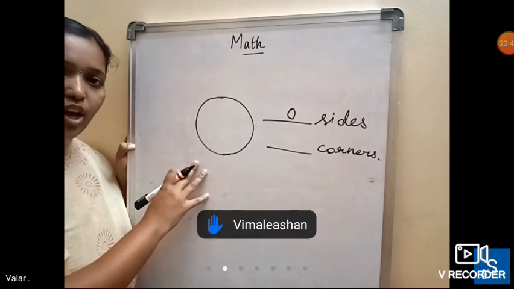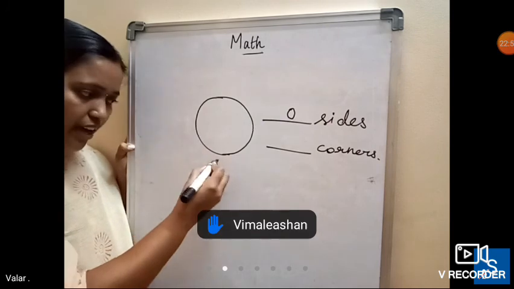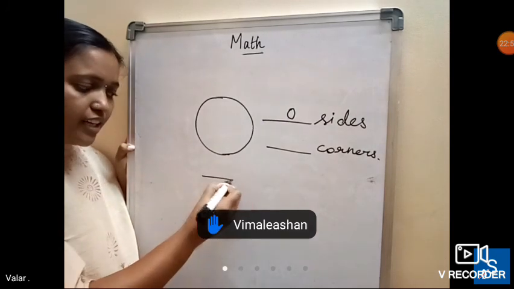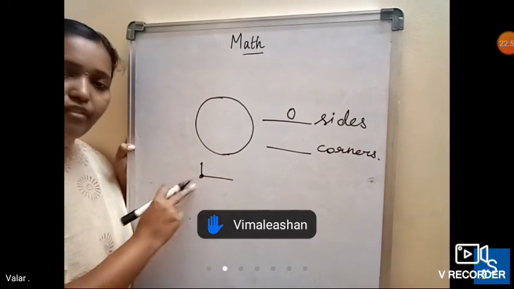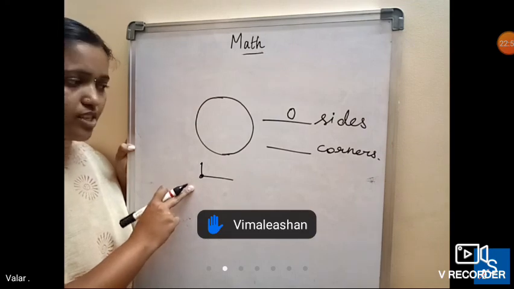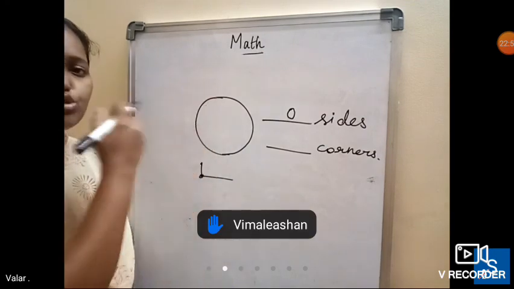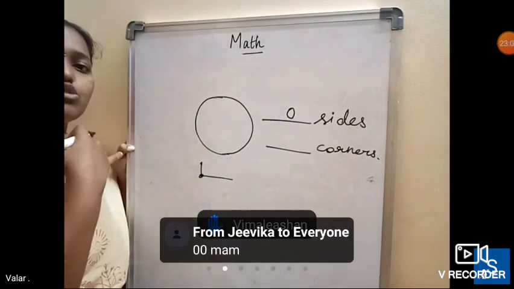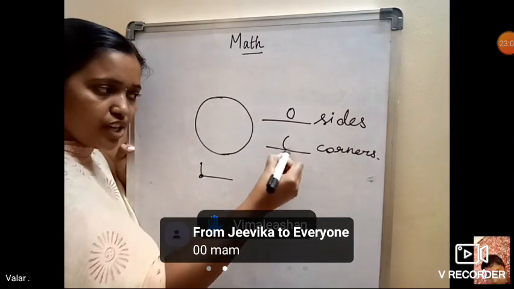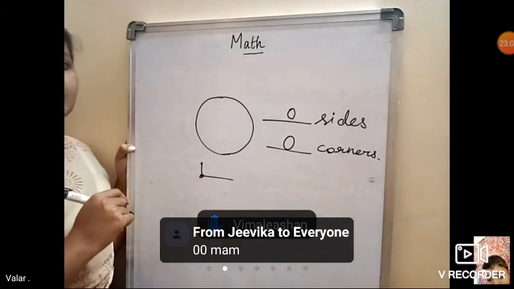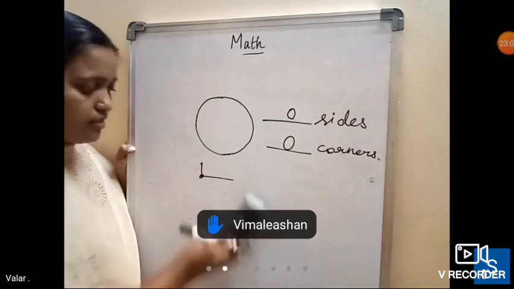And also you cannot find corners. Only if two lines meet at a point will we call it a corner. So here you can see there are no corners. So zero corners for this circle.